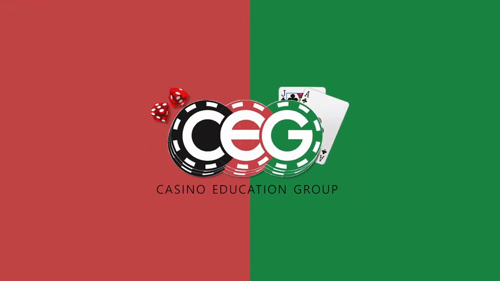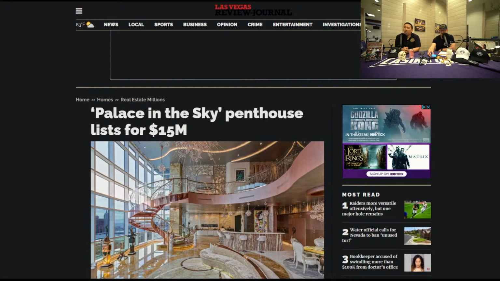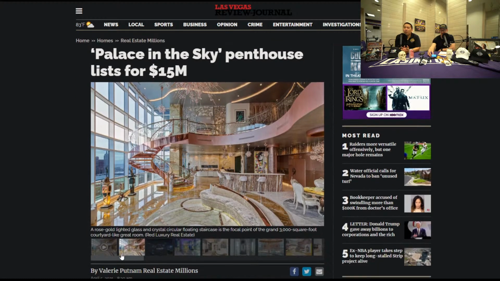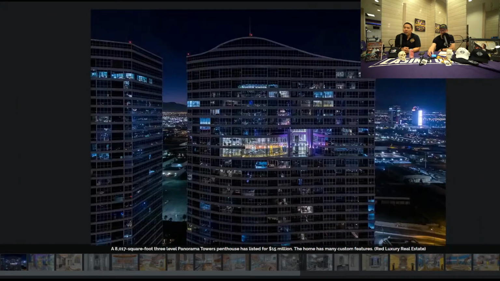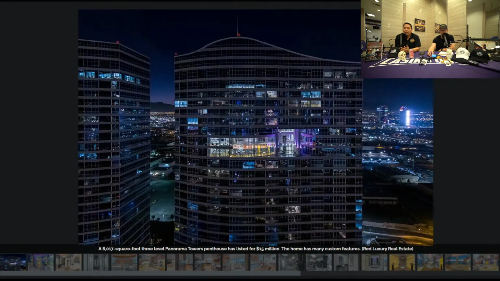That's your weather news? Sky Penthouse listed for 15. Oh yeah, I wanted to show you this. This is at the Panorama Tower, and I didn't know if this is going to be the CQ compound. So I saw this Panorama Tower. If you don't know, it's right next to Aria. And look at that view right there.